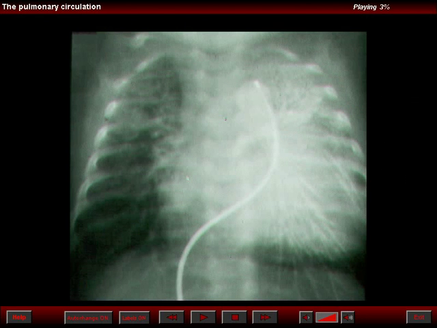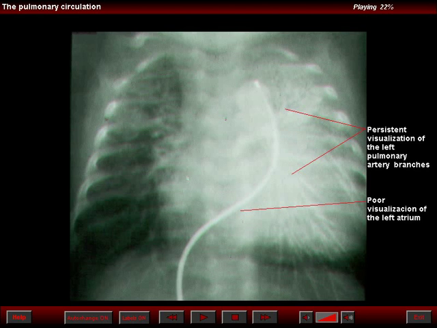A late phase of this injection shows persistent visualization of the pulmonary arteries and poor visualization of the left atrium. This patient had a higher pressure in the left pulmonary artery than on the right, although the right arose from the aorta. The reason for that was that at post-mortem examination, there was evidence of intimal hyperplasia and muscular hypertrophy of the left pulmonary arteries, although they were not the ones that received systemic blood supply.